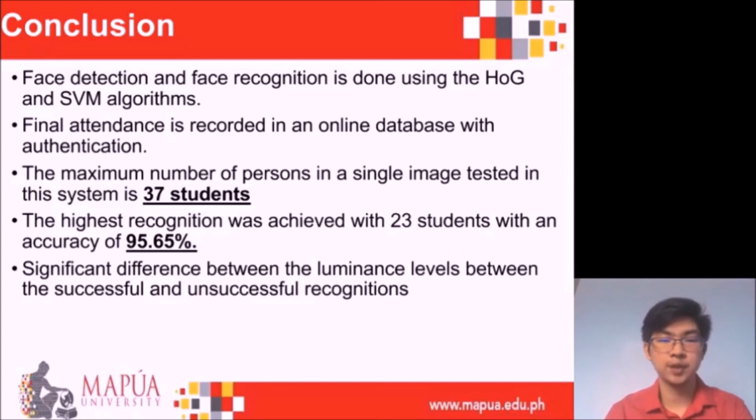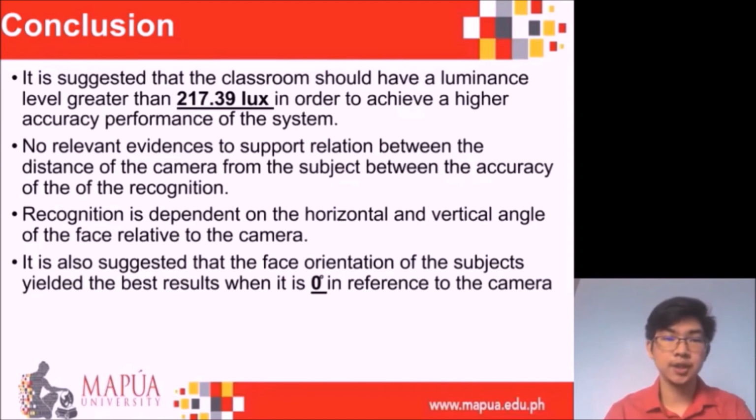For the specific objectives, first we have the luminance. It is found out that there is a significant difference between the luminance levels of the successful and unsuccessful recognitions. It is suggested that the classroom should have a luminance level greater than 217.39 lux. This value was acquired through the mean value of the successful recognitions. This is in order to achieve a higher accuracy performance of the system. For the distance, there was no relevant evidence to support a relation between the distance and the accuracy. This just means that in a classroom environment, our system isn't dependent on the distance.